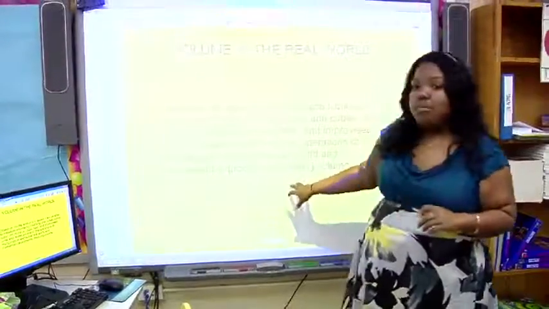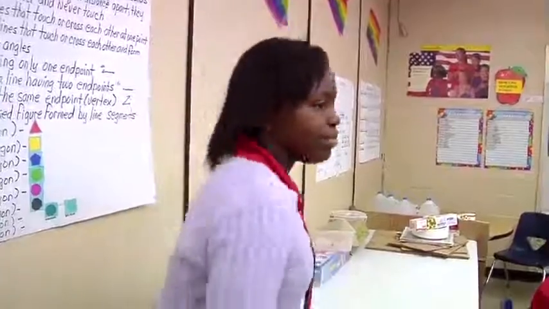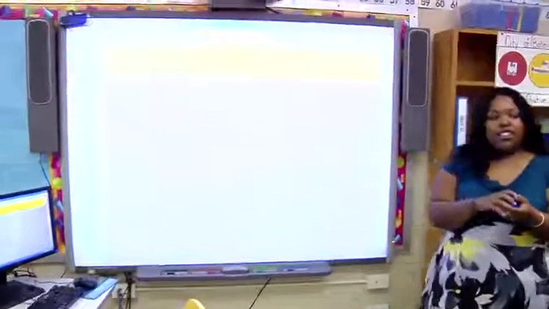So, who can read the objective for me? By the end of this lesson, I will be able to measure volume by counting unit cubes using cubic centimeters, cubic inches, cubic feet, and improvised units, and relate volume to the operation of multiplication and solving real-world and mathematical problems involving volume. This one, you're going to have to think really hard about which ones were on there earlier. I expect you to get at least 3 of them. One of them we'll talk about.